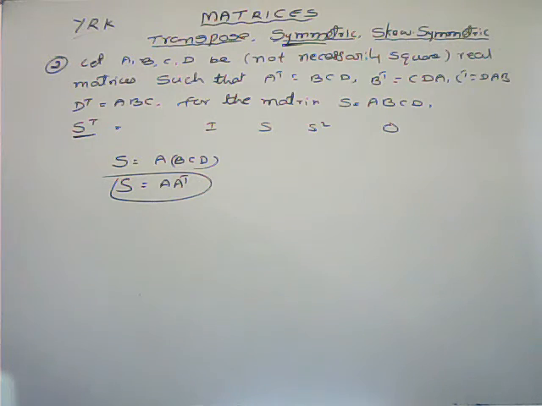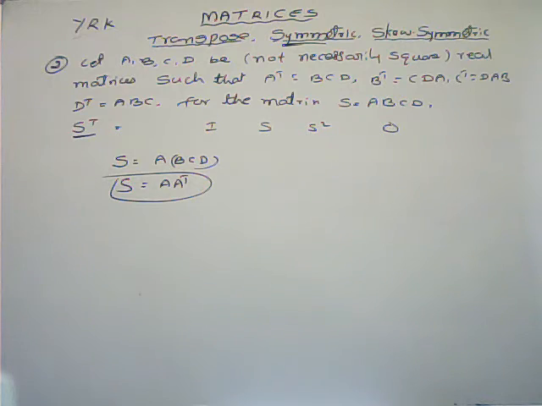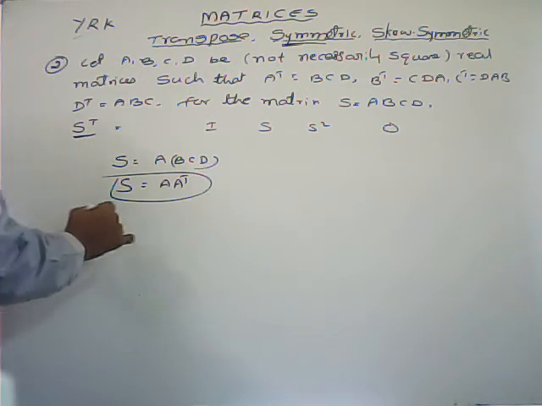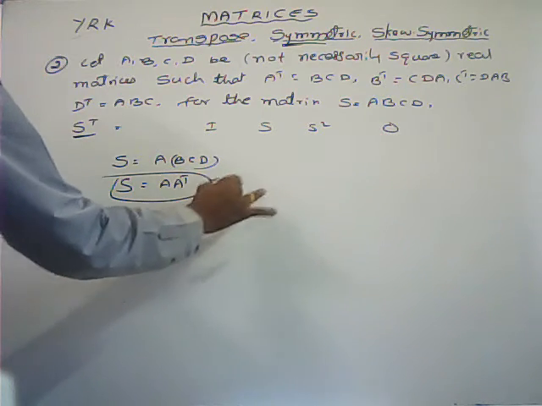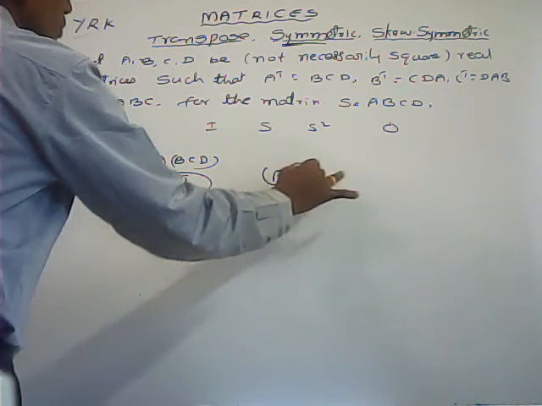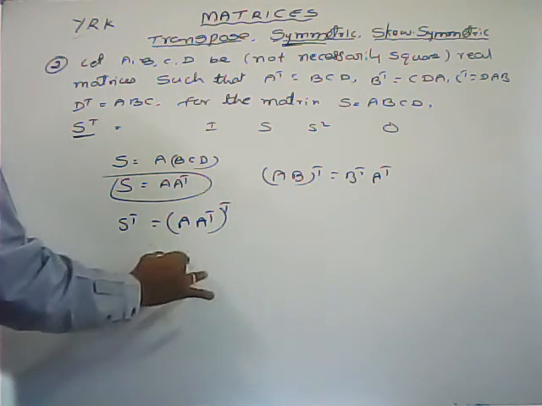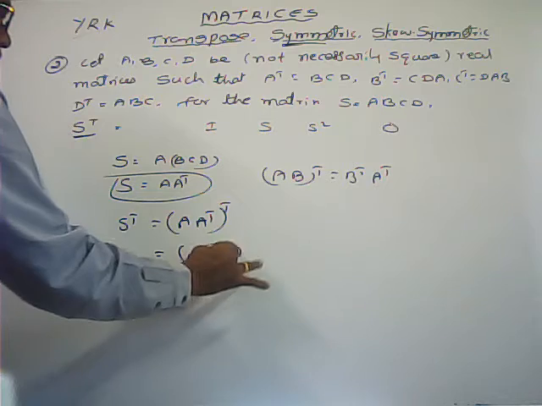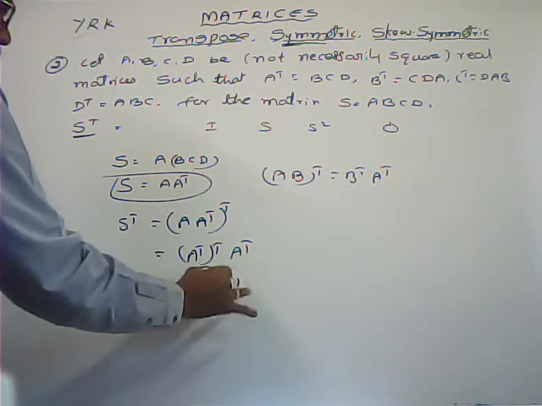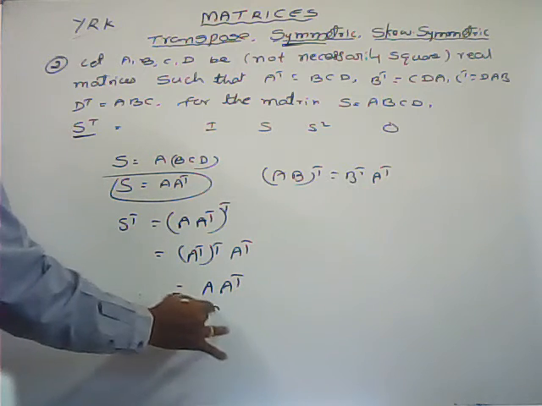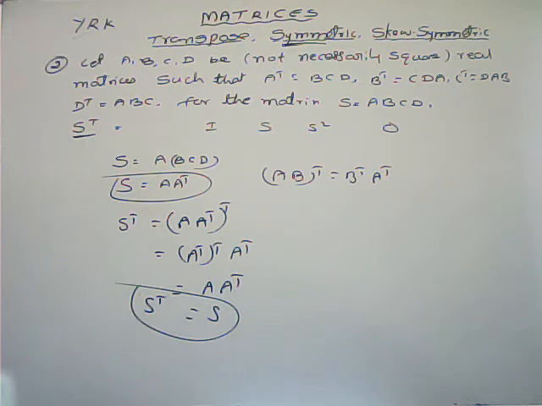Now taking the transpose on both sides: if these two matrices are equal, then while taking the transpose on both sides, those matrices are also equal. S transpose equals A into A transpose whole transpose. And (A B) whole transpose is equal to B transpose into A transpose. So here we can write A transpose whole transpose into A transpose. A transpose whole transpose, that is A only. A into A transpose, that is S only. So here S transpose is equal to S.